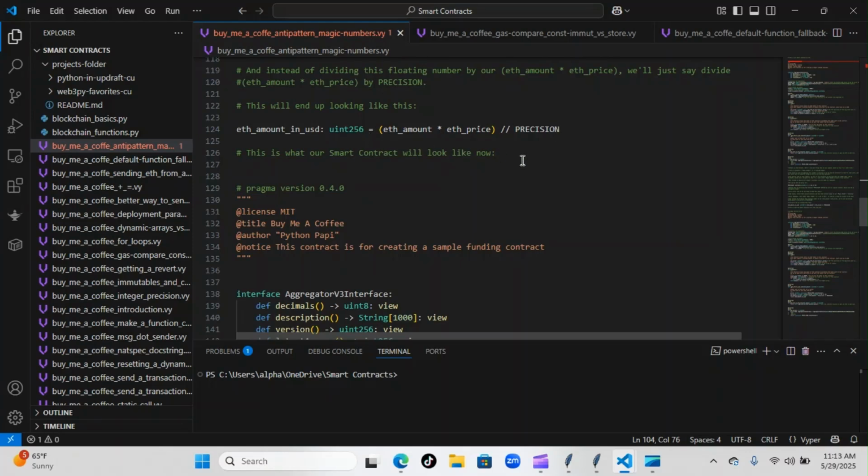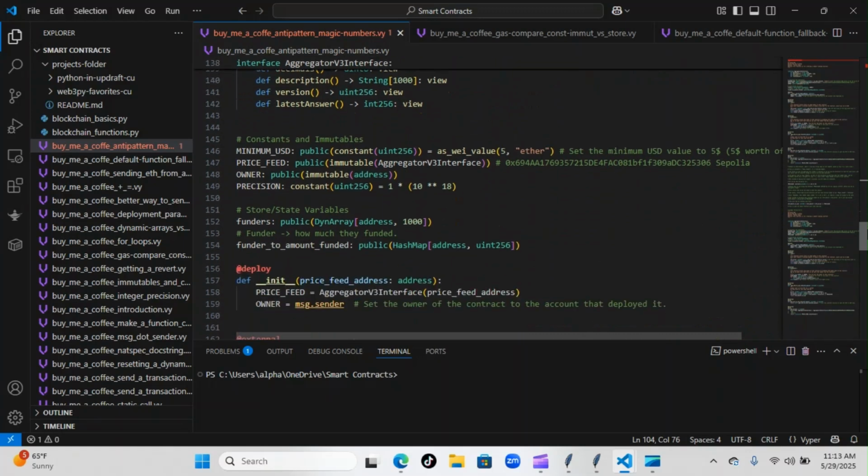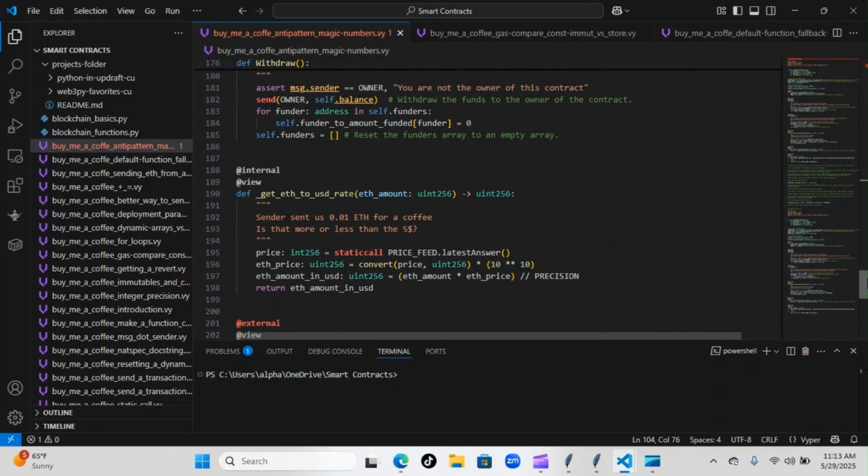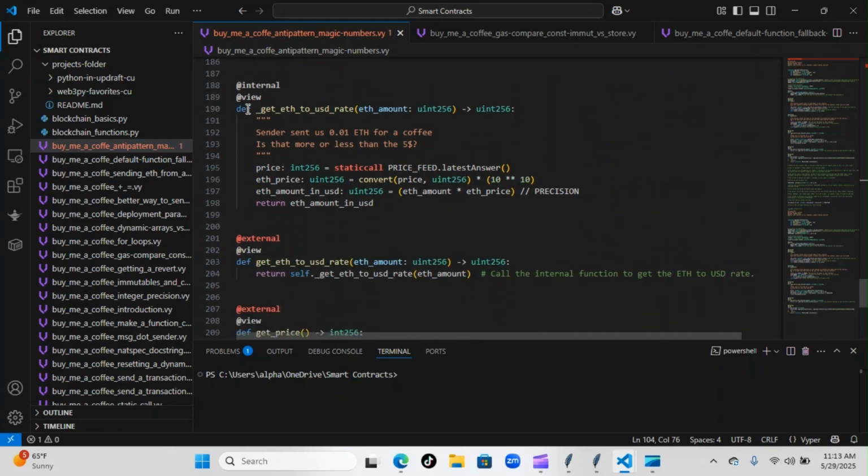So this is what our small contract will look like now. It's pretty much the same thing. I'm just going to show you what it looks like with the actual code implemented inside of it. It's going to look like this here, as you can see, inside of our view function. We have our ETH amount in USD, uint256, equal to ETH amount times ETH price divided by precision. And that's how we implemented that into our code to take care of those floating numbers.